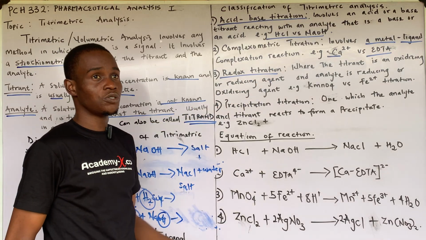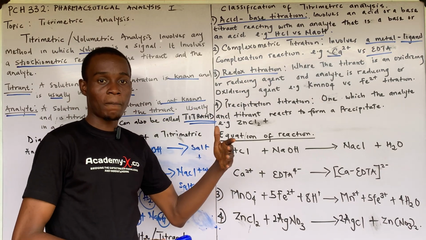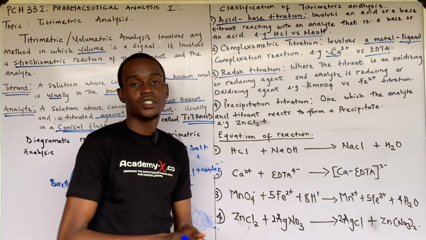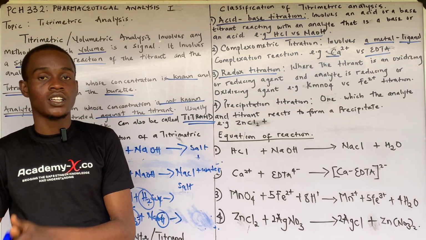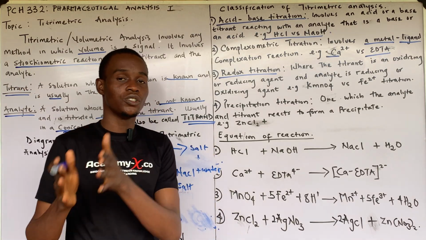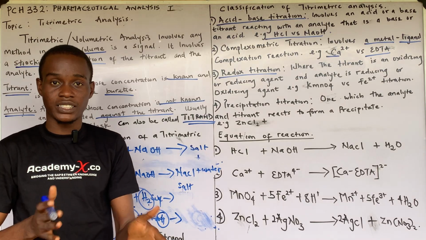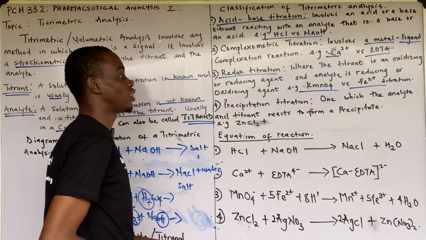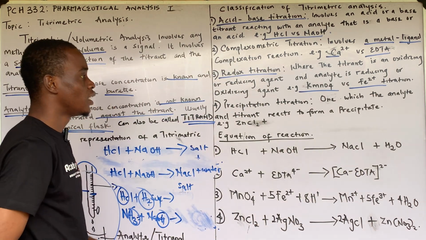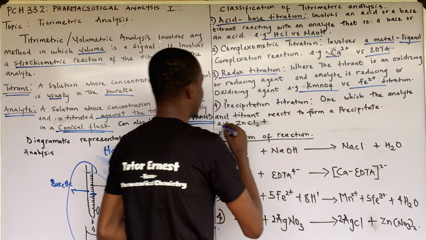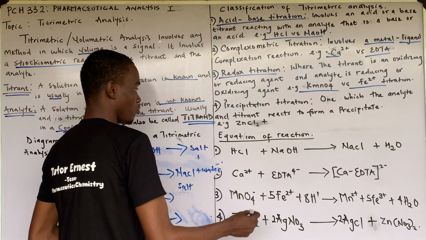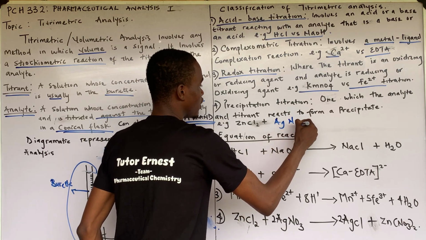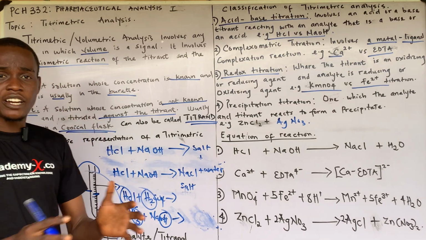In redox titration, a redox reaction occurs between an oxidizing agent and a reducing agent. So if your titrant is an oxidizing agent, your analyte should be a reducing agent, and vice versa. I give you an example, KMnO4 and ferrous Fe2+ titration. Now, precipitation titration. This is one in which the analyte and titrant react to form a precipitate. Okay, that example is ZnCl2 plus AgNO3.